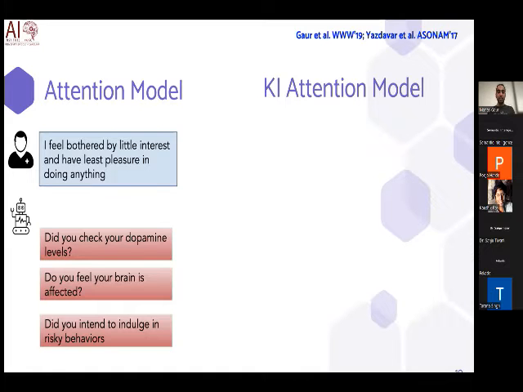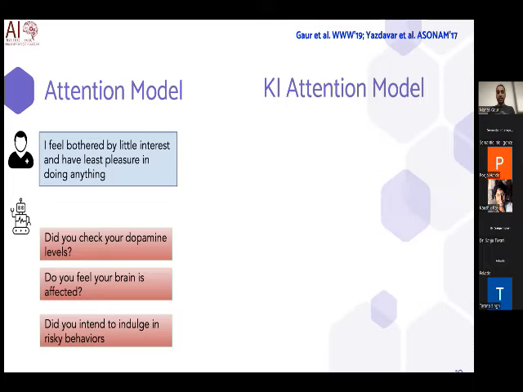If you look at these questions, "Did you check your dopamine levels? Do you feel your brain is affected?" You see that these are questions people ask on the web blindly, and these are not the questions that a clinician, a well-educated person who is actually treating a patient, would be asking.